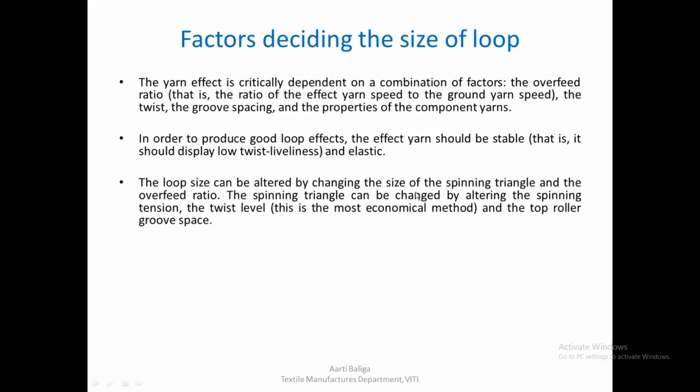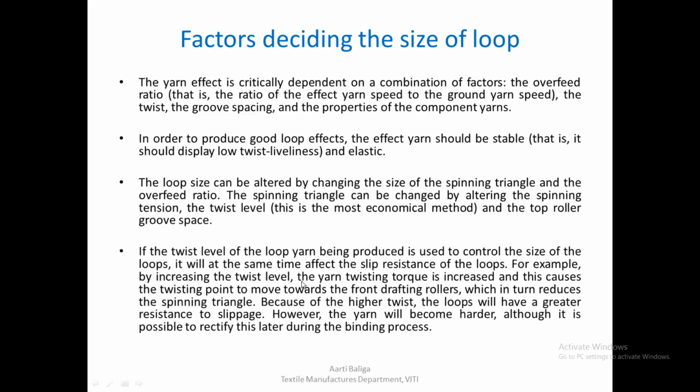The loop size can be altered by changing the size of the spinning triangle. I've already mentioned what a spinning triangle is in the earlier slide, and the size of the spinning triangle will decide the loop size, and also the overfeed ratio will decide the loop size. The spinning triangle can be changed by altering the spinning tension, the twist level, and the top roller groove space. So by changing any of these three factors we can change the spinning triangle, but the most economical method would be to change the twist levels.